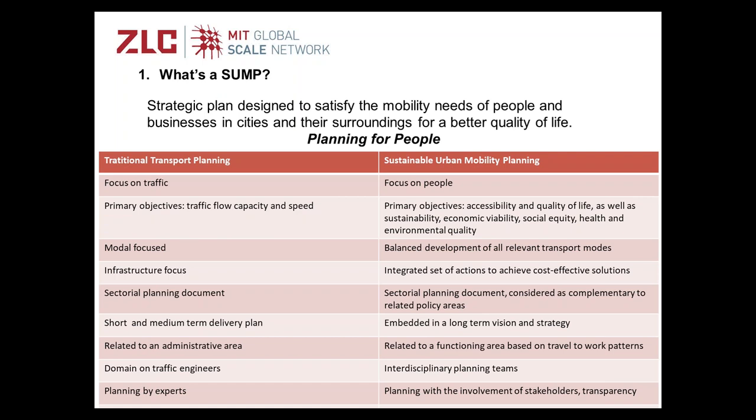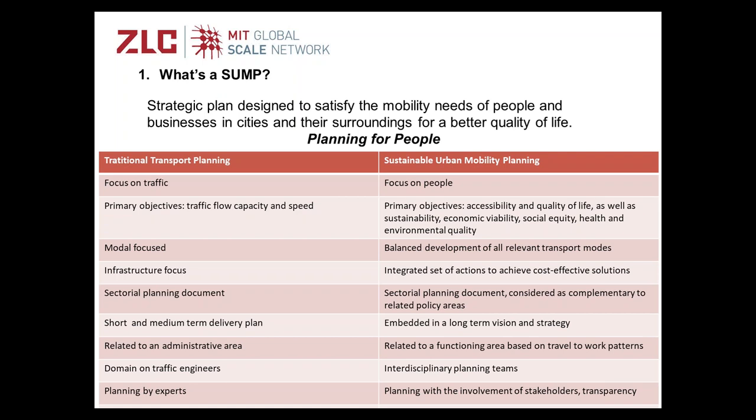Okay. So if you see the table that is on the screen, then you see how things have been performed or are currently running in some of the cities around the world, which is what we call the traditional transport planning, and the difference considering a sustainable urban mobility plan. So I'm just going to mention a few of them. So for instance, a traditional transport planning is focused on traffic, whereas the sustainable urban mobility plan is focused on people, so which is the spirit of the SUNRISE project, in fact.